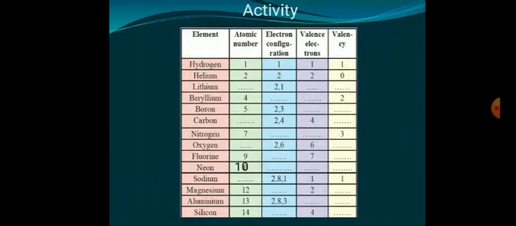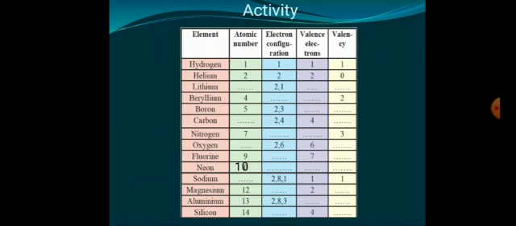Here is an activity for you all. This activity shows 5 columns. First column consists of names of elements. Second column shows atomic number. Third column shows electronic configuration of element. Number 4 column shows valence electron, and last column shows valency.